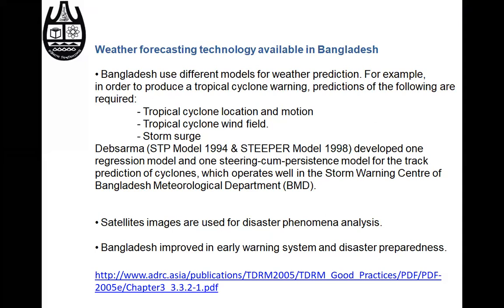That's why it is much more dependent on the resourceful persons in the organizations. So this is all about our weather forecasting system in Bangladesh.